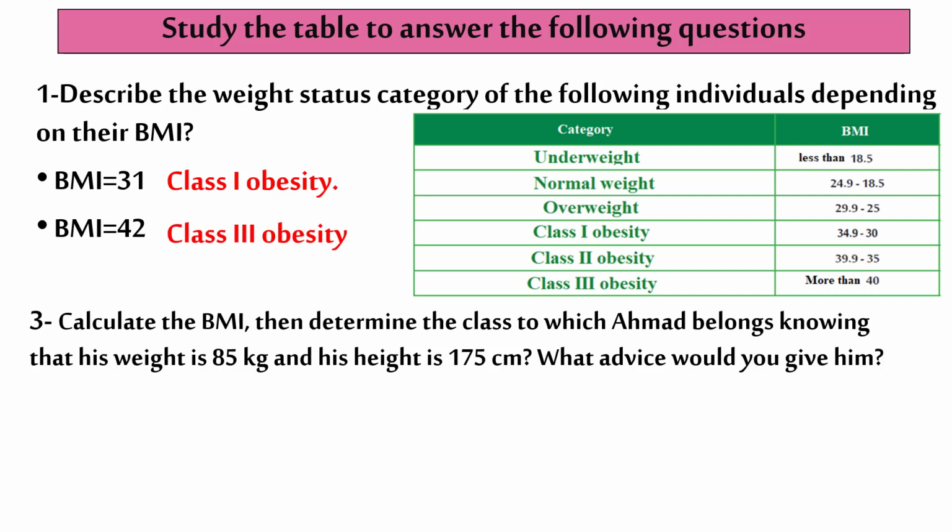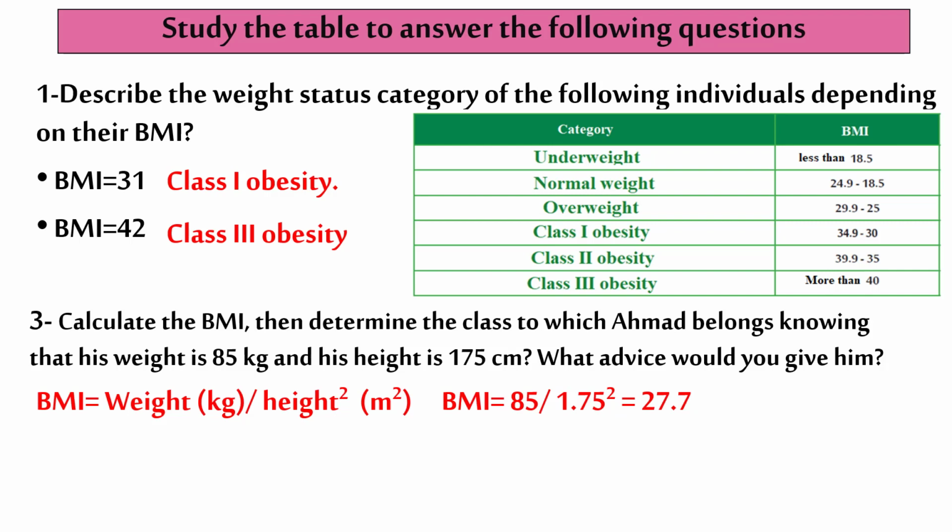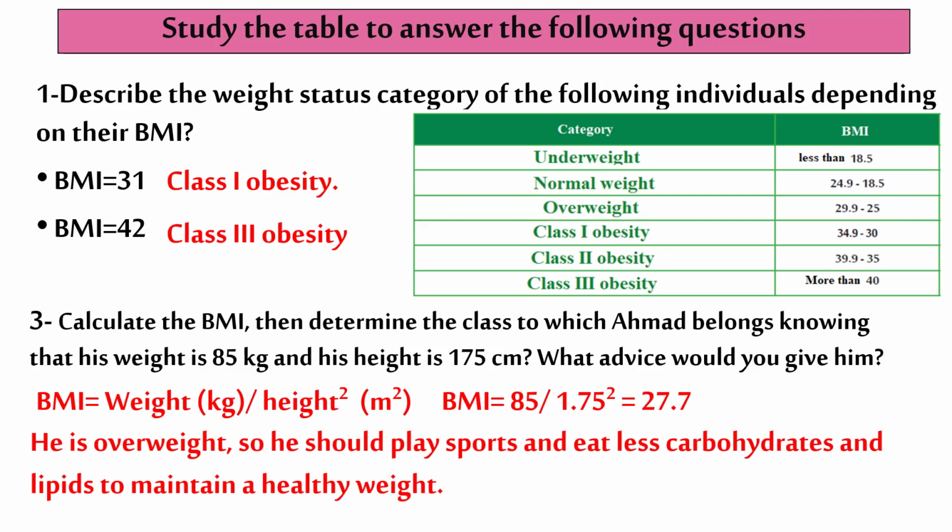First of all, to calculate his BMI, I'll use the formula BMI equals weight in kilograms divided by the square of height in meters squared. In this question, the height is given in centimeters, so I should convert from centimeters to meters by dividing the height by 100. Then, by substituting these numbers in the formula, I will get the BMI equals 27.7. According to the table, 27.7 is between 25 and 29.9. So, Ahmed is overweight. He should lose some weight in order to avoid health problems. That's why we advise him to play sports and eat fewer carbohydrates and lipids to maintain a healthy weight.